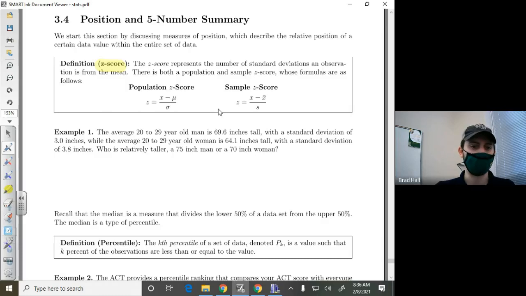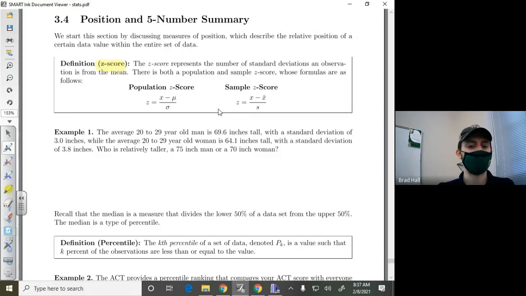Additionally, the average 20 to 29-year-old woman is 64.1 inches tall with a standard deviation of 3.8 inches. So there's a little bit more spread here. It's a little bit more diversity of heights in that situation. So it's clear here that the average man is taller than the average woman, but the question is, if you take a man and a woman with some heights, which one is relatively taller? Which one is taller compared to their particular group?